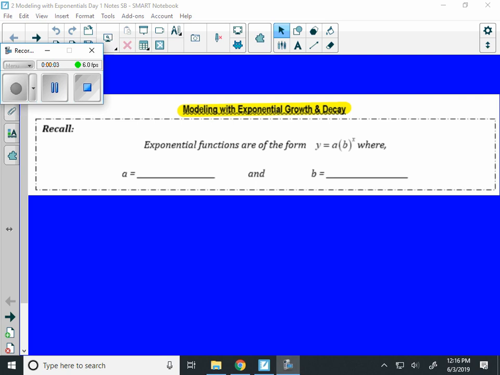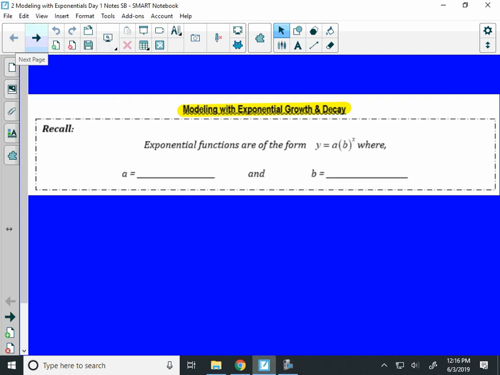Right, this video is for the Algebra 2, Unit 6, Lesson 2, Part 1 notes. So we're going to be talking about modeling with exponential functions. That's word problems with exponentials.